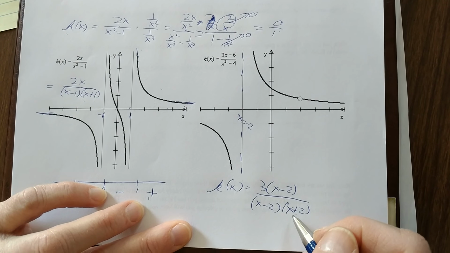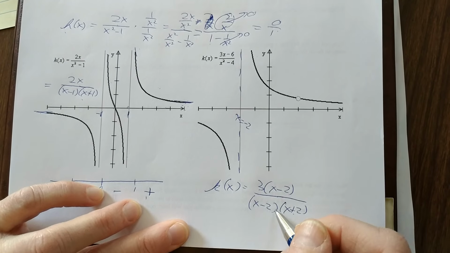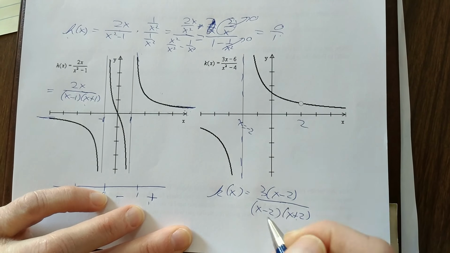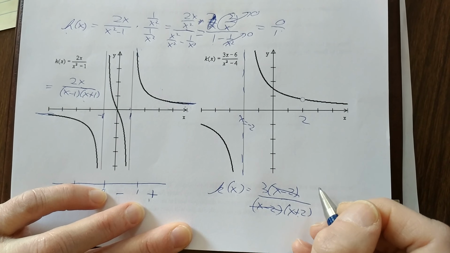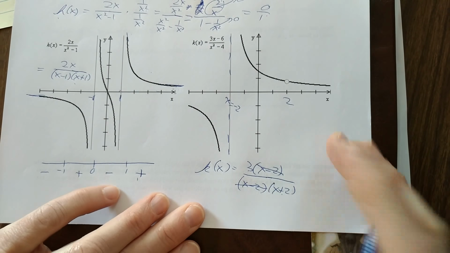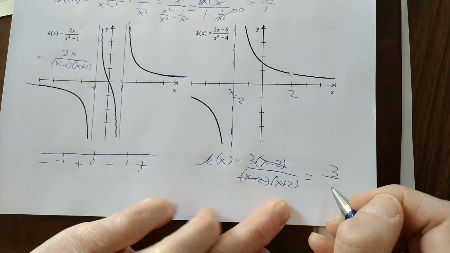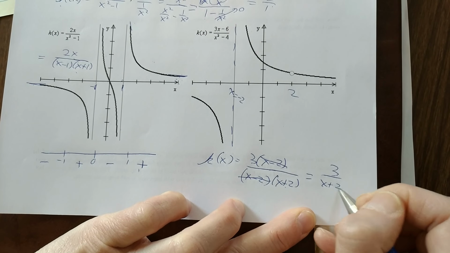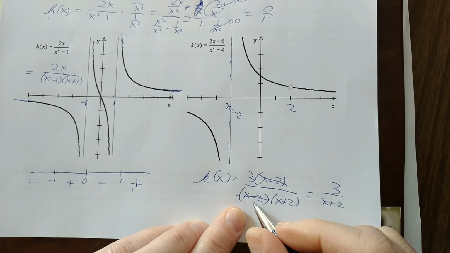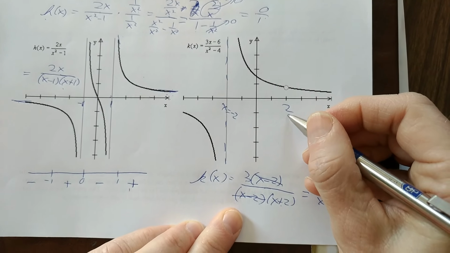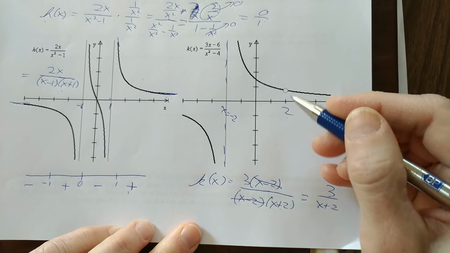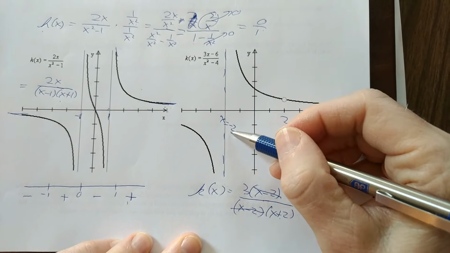The reason we don't have a vertical asymptote at positive 2 is because that factor cancels, which basically means the graph of k of x is going to look exactly like the graph of just 3 over x plus 2, except with a hole at 2, since 2 is not allowed to be in the domain. So at negative 2 we got our vertical asymptote.